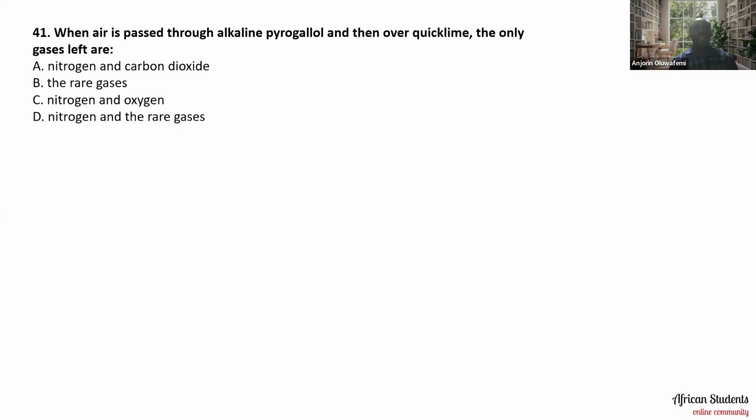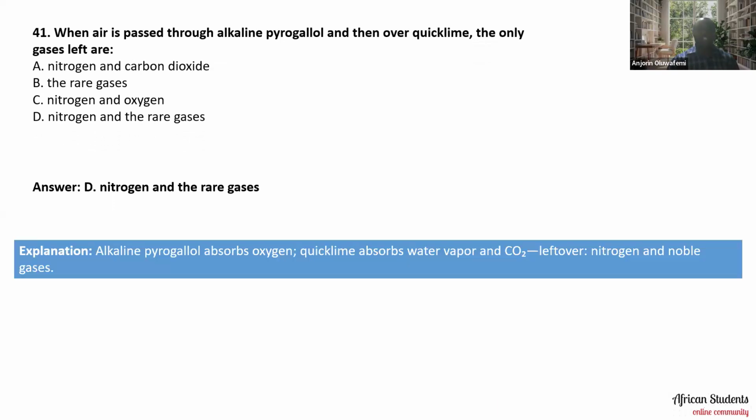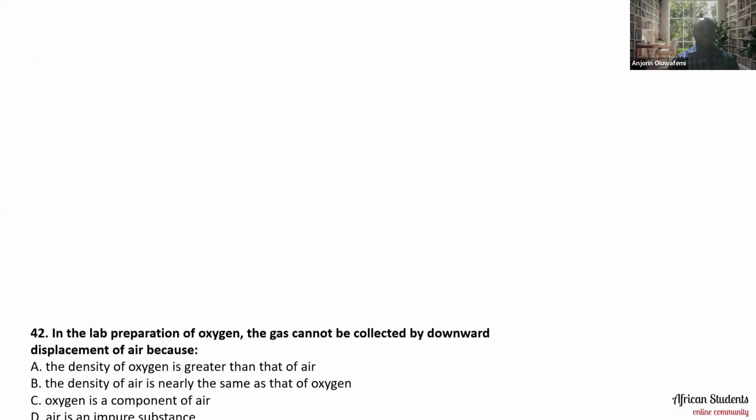Okay? So when air is passed through alkaline pyrogallol and then over quicklime, the only gases left are, is it nitrogen and carbon dioxide? The rare gases, nitrogen and oxygen, or nitrogen and the rare gases? Now the answer is nitrogen and the rare gases. Basically, alkaline pyrogallol absorbs oxygen. Quicklime will absorb water vapor and leftover CO2. So nitrogen and noble gases is what will now be left after alkaline pyrogallol and quicklime have acted upon air. So let's take note of that. Very, very important.